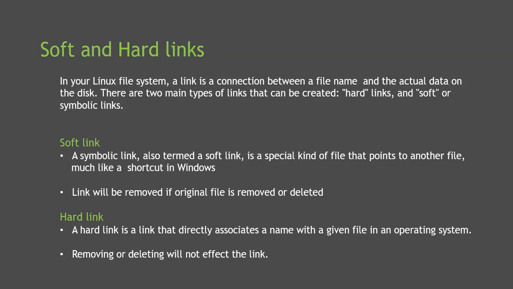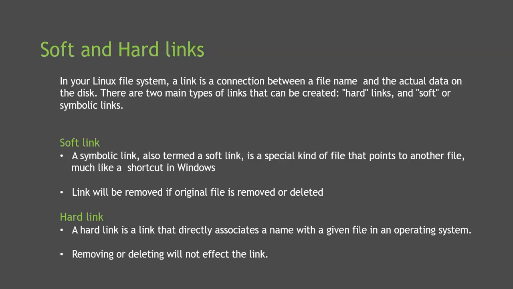So what is a soft link? A symbolic link, also termed a soft link, is a special kind of file that points to another file, much like a shortcut in Windows. The same way, the actual data is in some other location and you can create a link to the data in a different location so that you can go and access it, and in the backend it will point to the actual data. The link will be removed if the original file is removed or deleted. So whatever link we create will be removed if you delete the original file from the destination location. That is a disadvantage of the soft link.